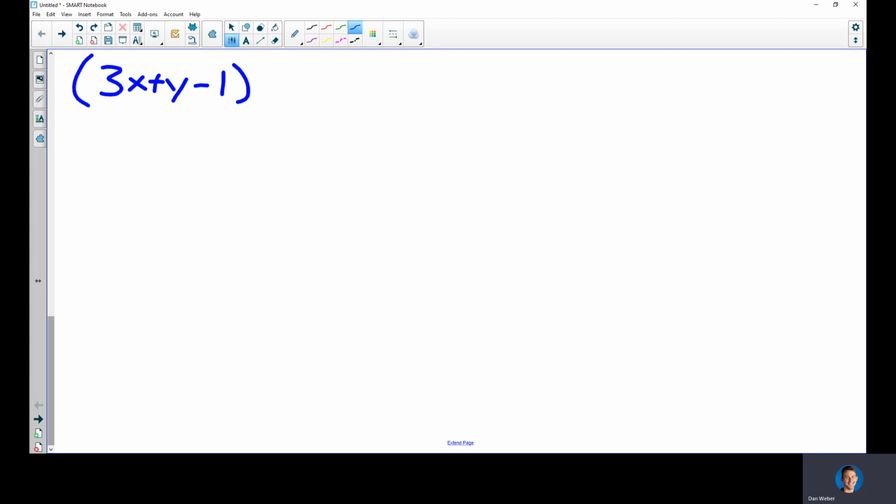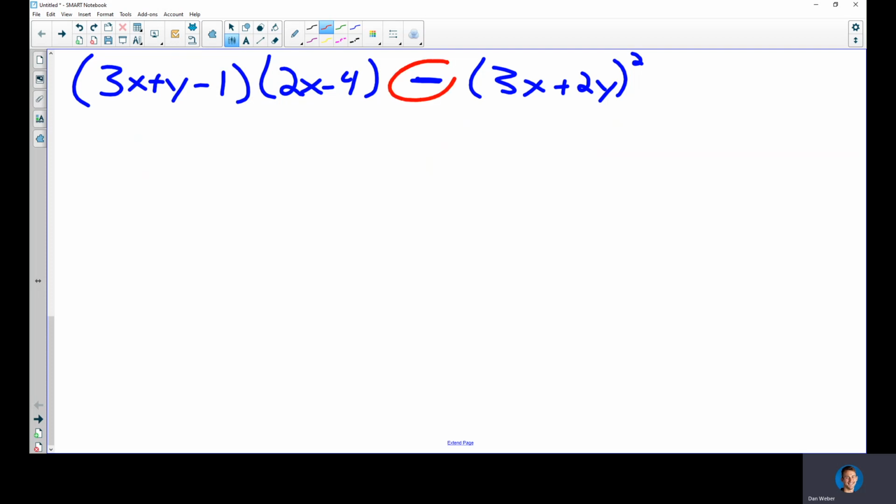3x plus y minus 1 times 2x minus 4. All right. Now, this looks like a lot, doesn't it? It is quite a bit. But do you want to know what the hardest part is? This negative sign here is going to make it really tough.